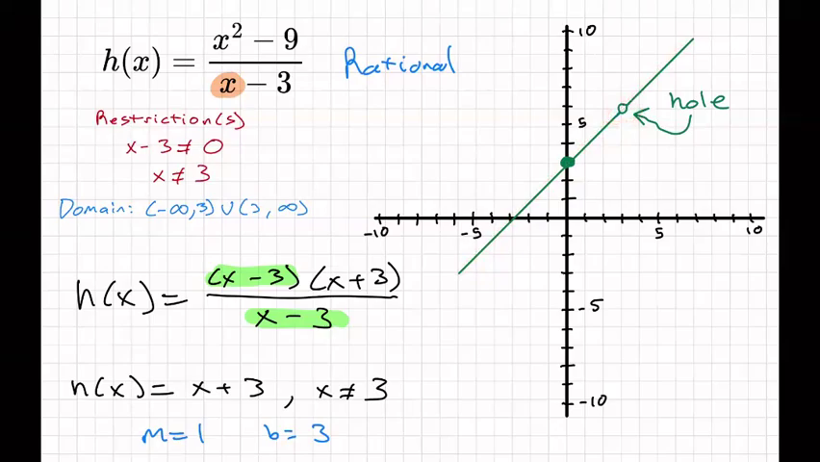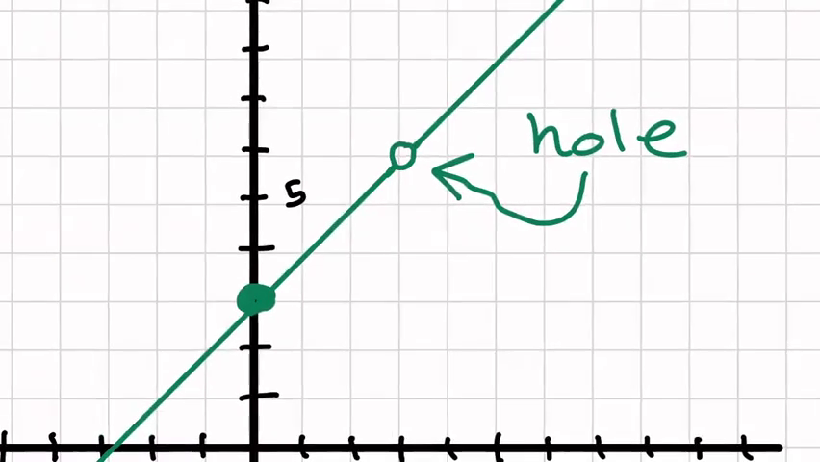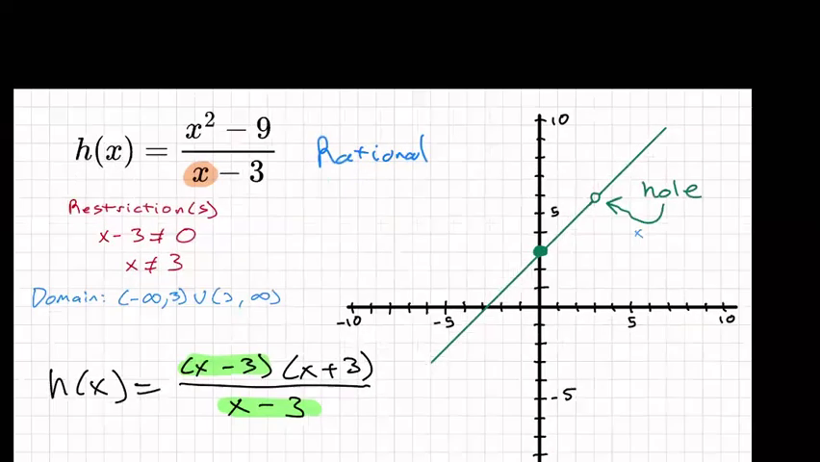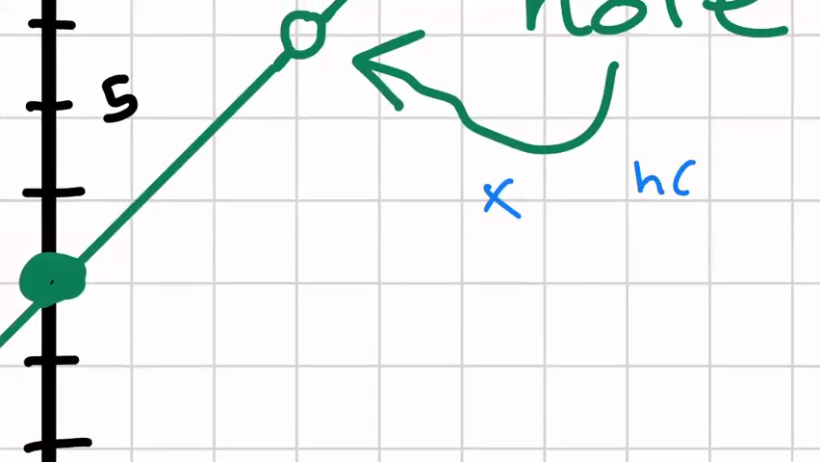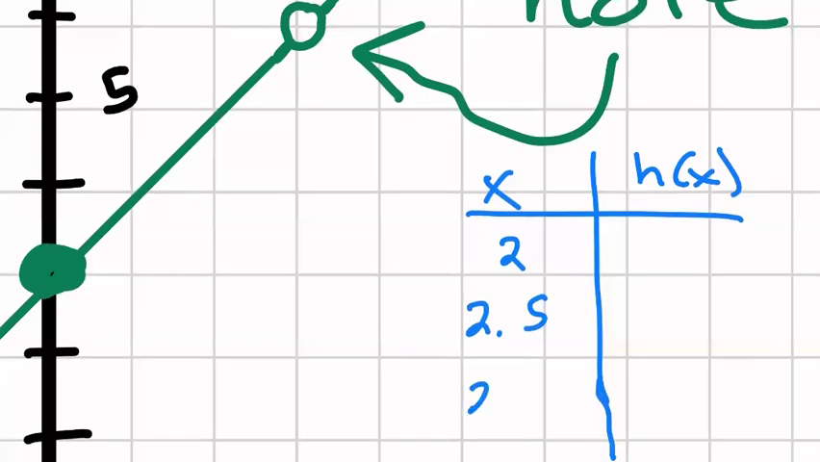Things I want you to notice about the hole. If we look at the line, this line goes all the way up until that point on either side. So if we build a quick little table here of our x values and then what I said, h of x or y values, I could plug in 2, I could plug in 2.5, I can even plug in 2.9. As long as I don't plug in 3, I'm good to go.